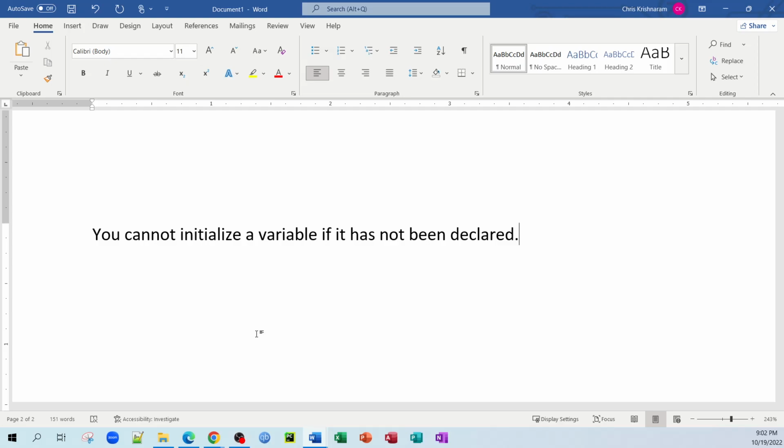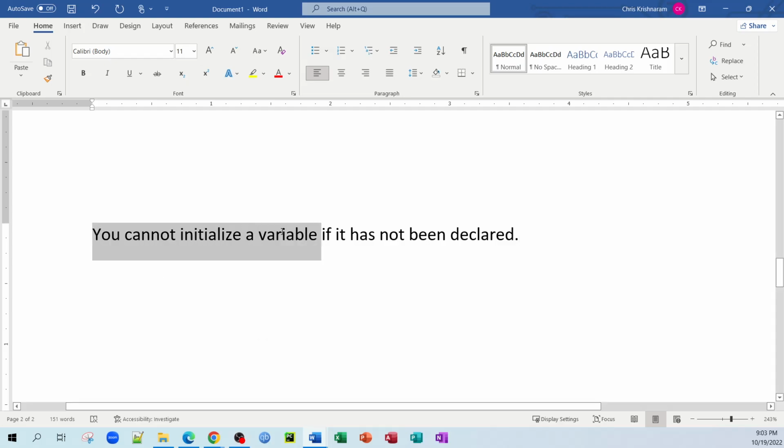So if in the beginning you did not create a variable, then you cannot use it later on because it was not declared in the first place. So you cannot initialize if you have not declared.